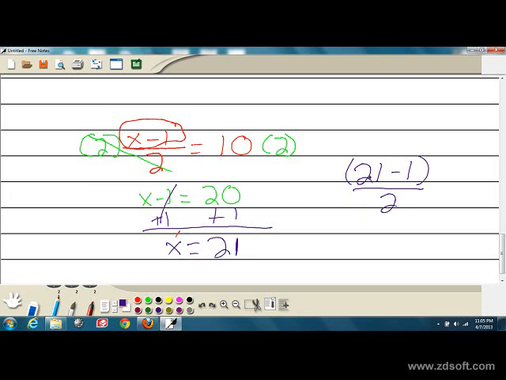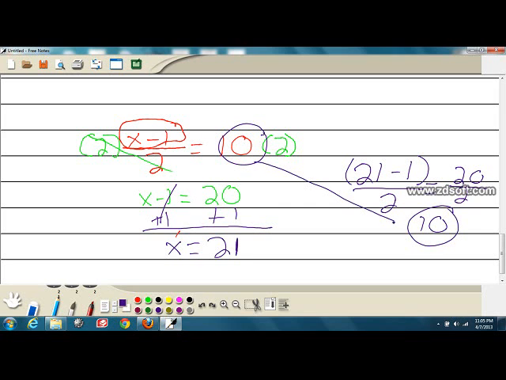So what's 21 minus 1? Well, 21 minus 1 is just 20. 20 divided by 2 is 10. So that's 10, and that's 10. So we got it right.